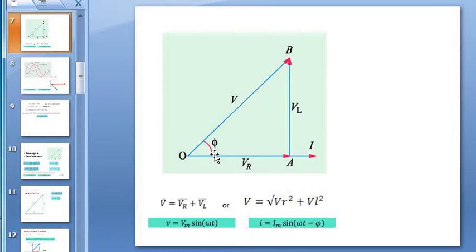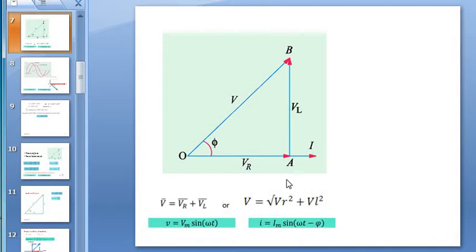Right? From this, we can have the equations of voltage and current. If V is equal to Vm sine omega t, what will be the equation of current? It will be Im sine of omega t. Since the current is lagging, therefore minus phi.